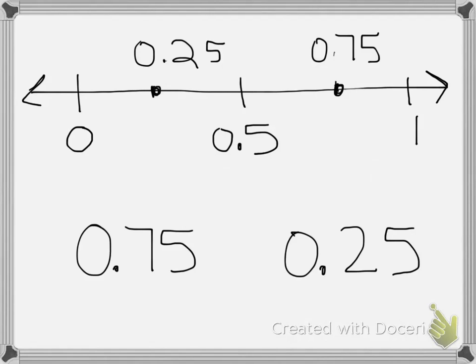So I can see that 75 hundredths is greater than 25 hundredths. So I would put my greater than symbol. So I would read that 75 hundredths is greater than 25 hundredths.